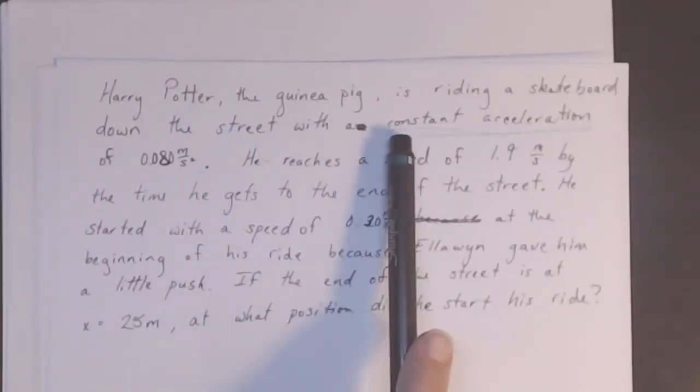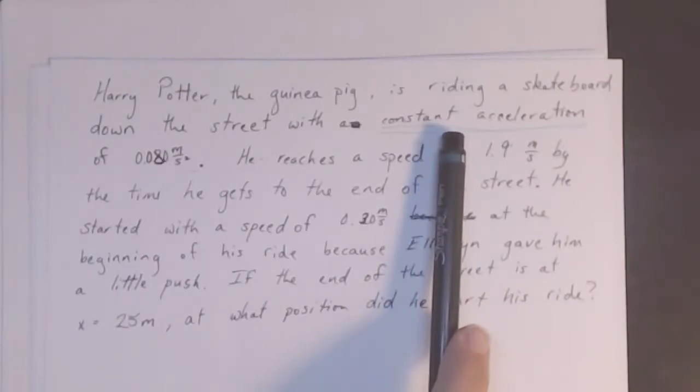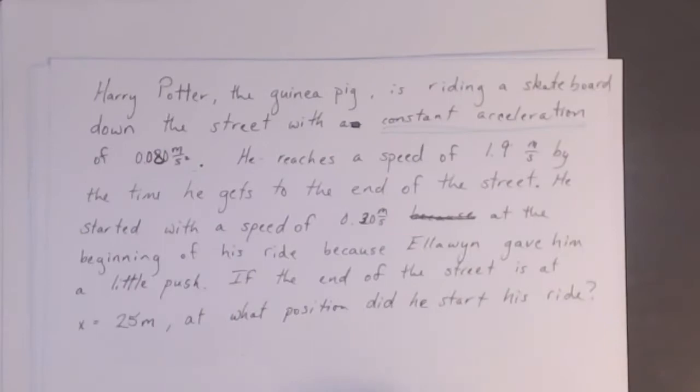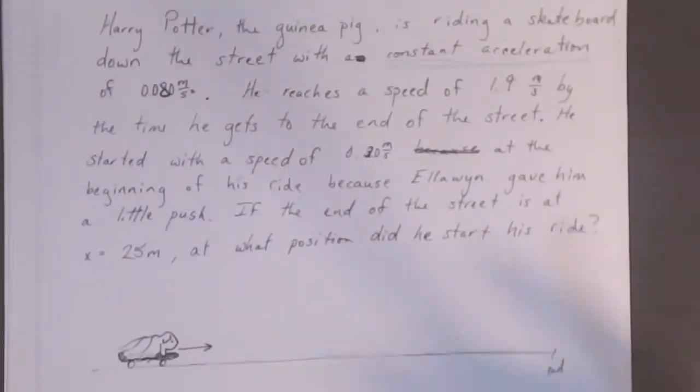Okay, so if Harry Potter's traveling at a constant acceleration, then this is a constant acceleration problem. And since the only kind we've ever done is in one dimension, we're going to work it out in one dimension only.